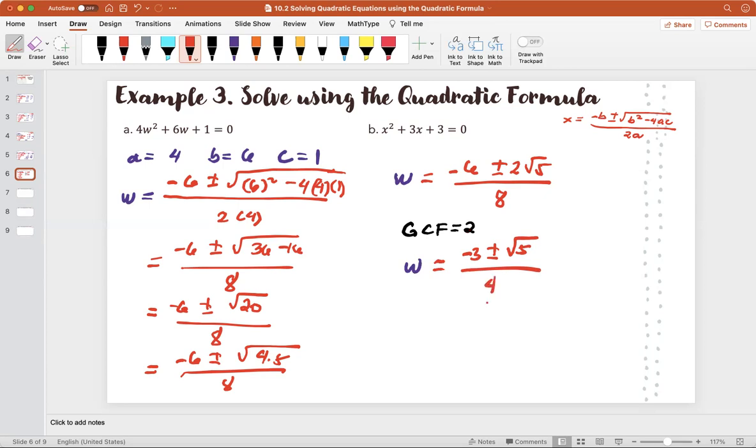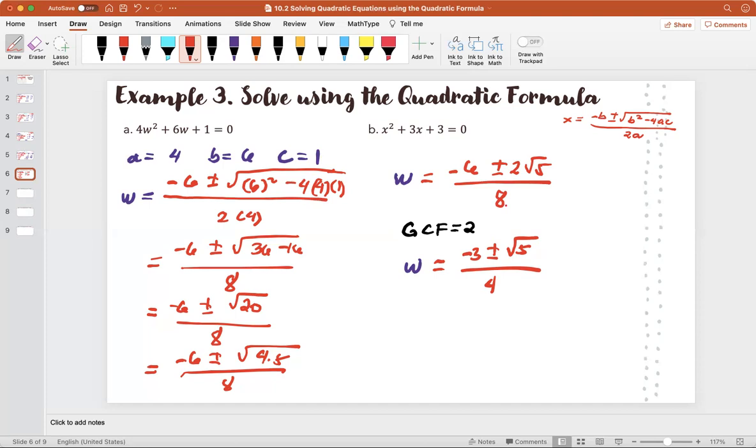You only do that if these 3 numbers here have a GCF. If they don't have a GCF, then that will be it. So w is equal to negative 3 plus minus square root of 5 all over 4.